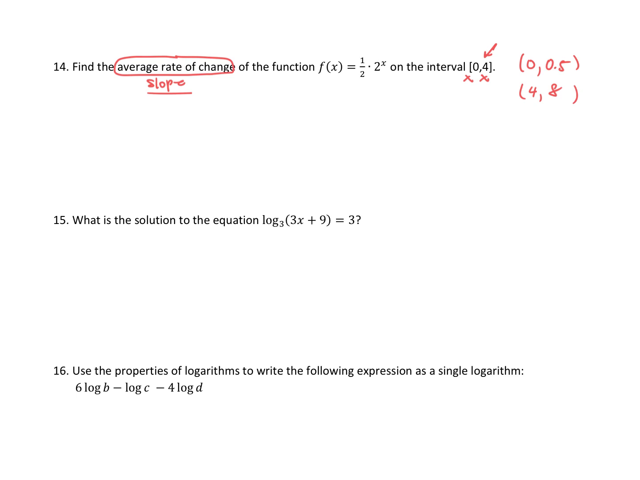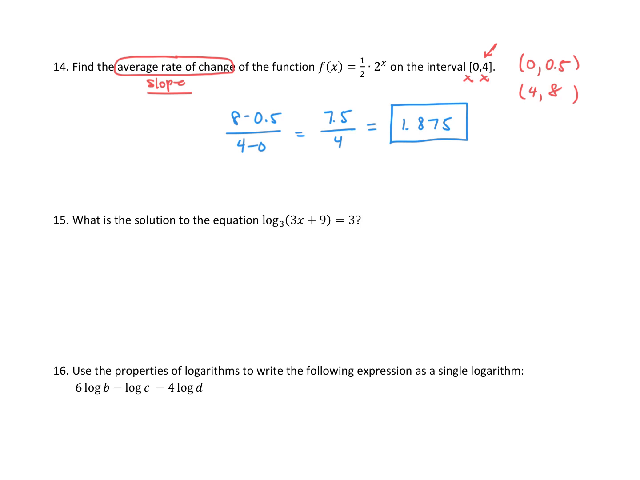Now that we have two ordered pairs, let's go ahead and find slope. So slope is y2 minus y1, so 8 minus 0.5 over x2 minus x1, 4 minus 0. 8 minus 0.5 is 7.5, 4 minus 0 is 4, and then when we divide those, we get 1.875. So the average rate of change over the interval from 0 to 4 is 1.875.